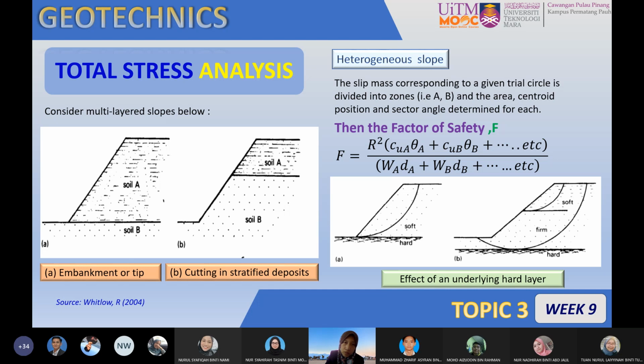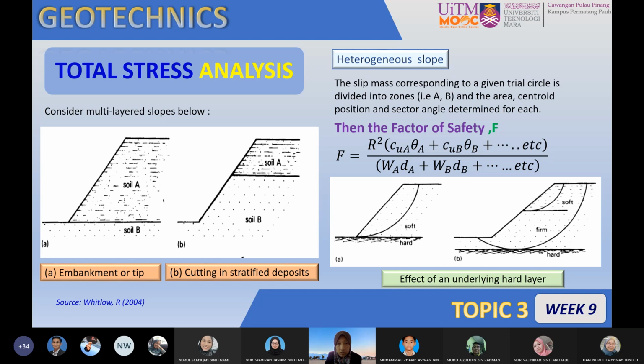And you see that the slip circle ends at the toe of the failure. Meanwhile, if you have a stratified, heterogeneous slope, which consists of soil A that is soft and the bottom layer is a firm soil, you can see that the slip circle extends beyond a few meters ahead in front of the toe of the slope due to the existence of the hard layer here.